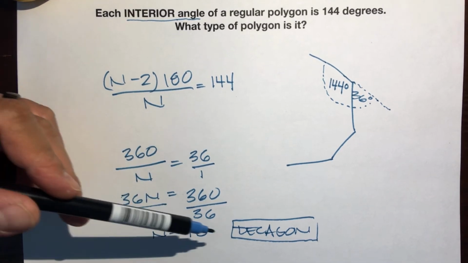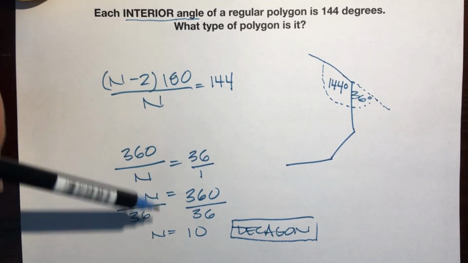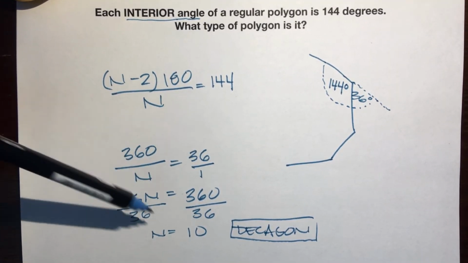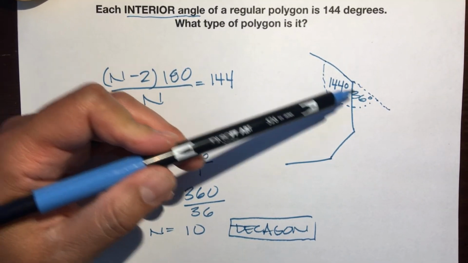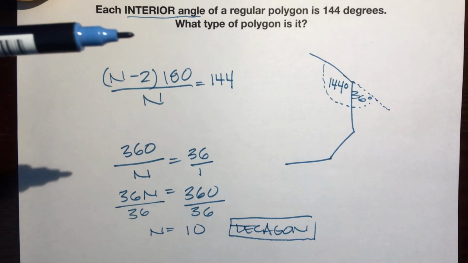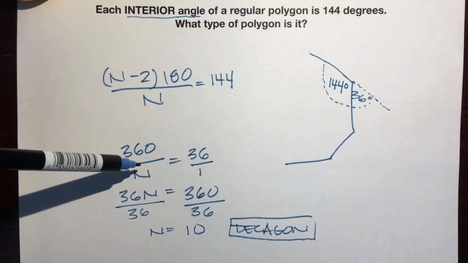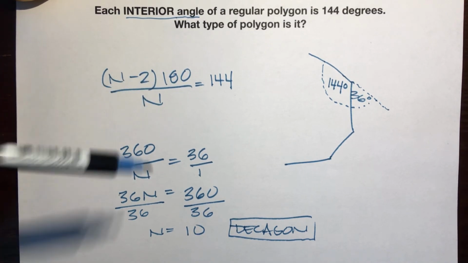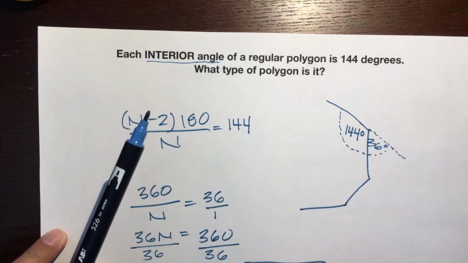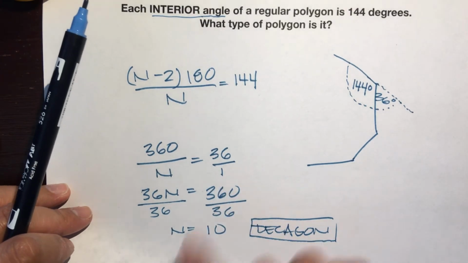Okay, so here's our different way, and it might actually be a faster way now that we know that interior and exterior angles are supplementary. We can use this formula, 360 divided by n, instead of n minus 2 times 180 over n. So there's another option, and this option is actually faster.